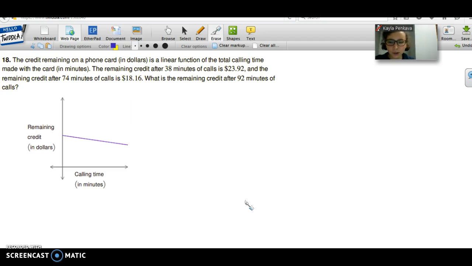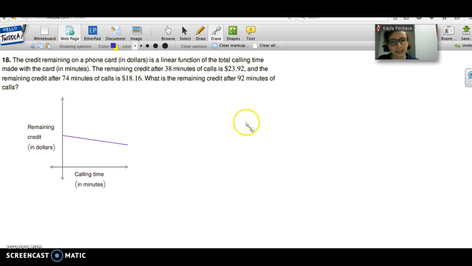The credit remaining on a phone card in dollars is a linear function of the total calling time made with the card in minutes. The remaining credit after 38 minutes of a call is $23.92, and the remaining credit after 74 minutes of a call is $18.16. What is the remaining credit after 92 minutes of the call?